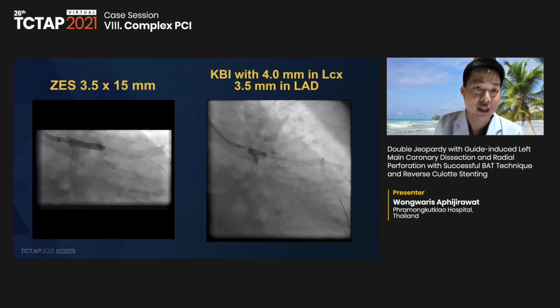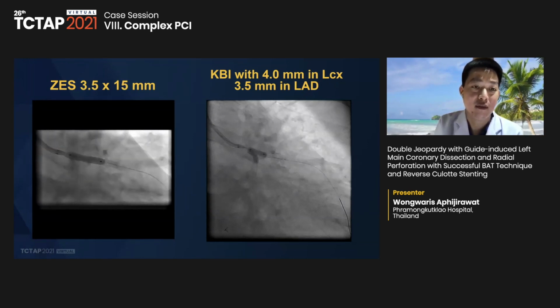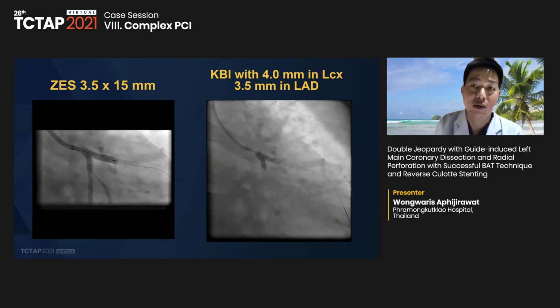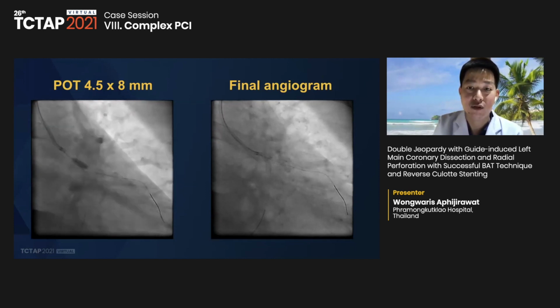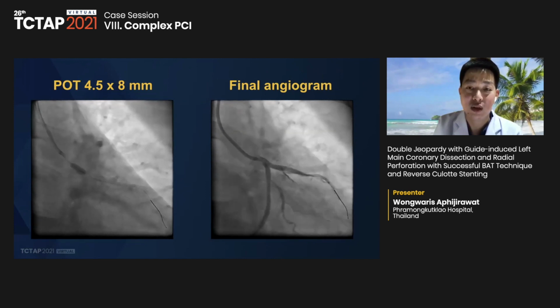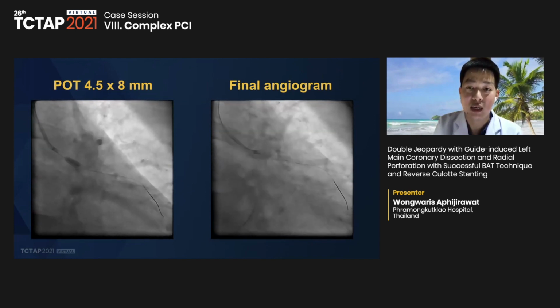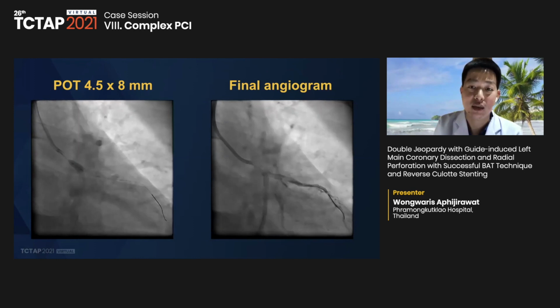We placed the CES stent, 3.5 by 15 millimeters, in the left main to the LAD using the culotte technique, and the kissing balloon with the 4.0 millimeter in the left main and the 3.5 in the LAD. And we did POT with the 4.5 by 8 in the left main stent. This shows the final angiogram after the kissing balloon and the POT in the left main.